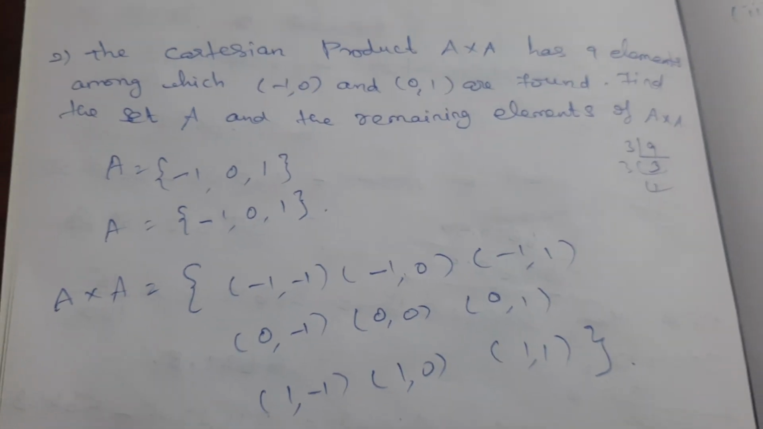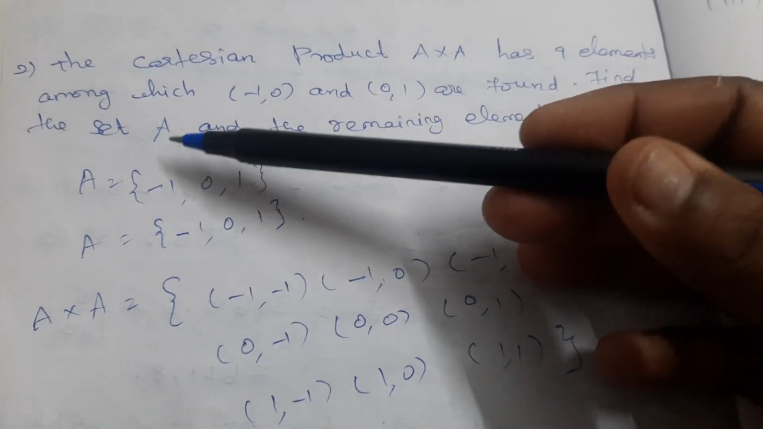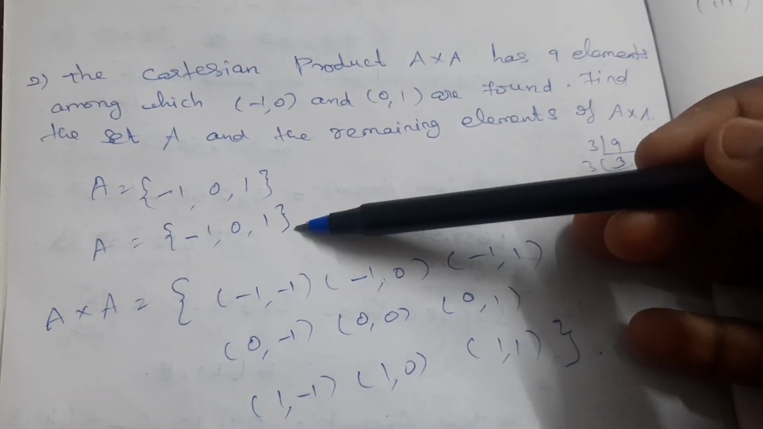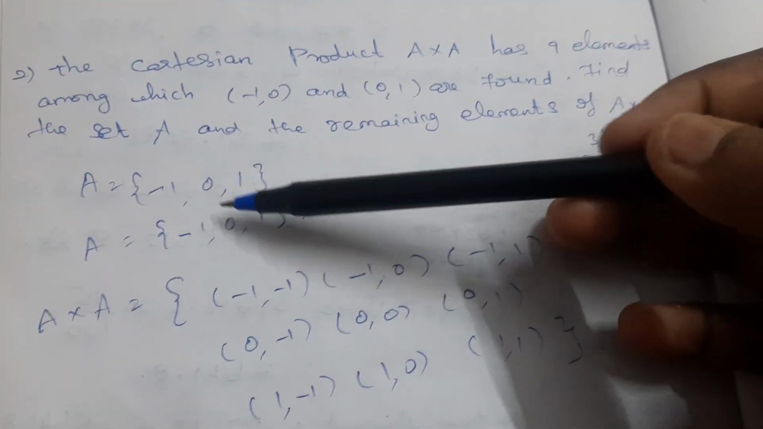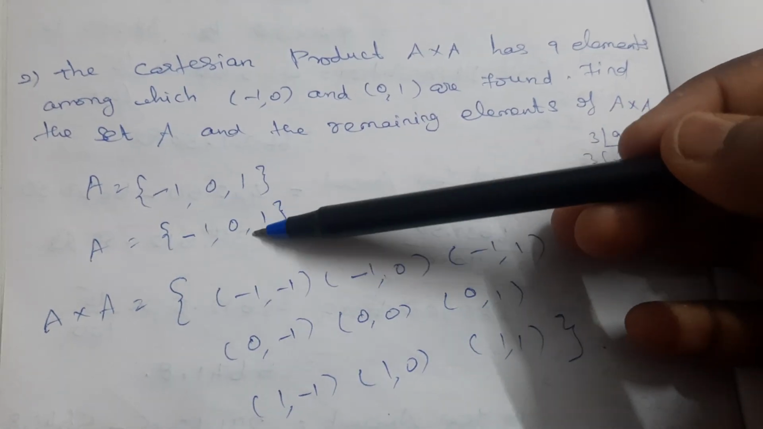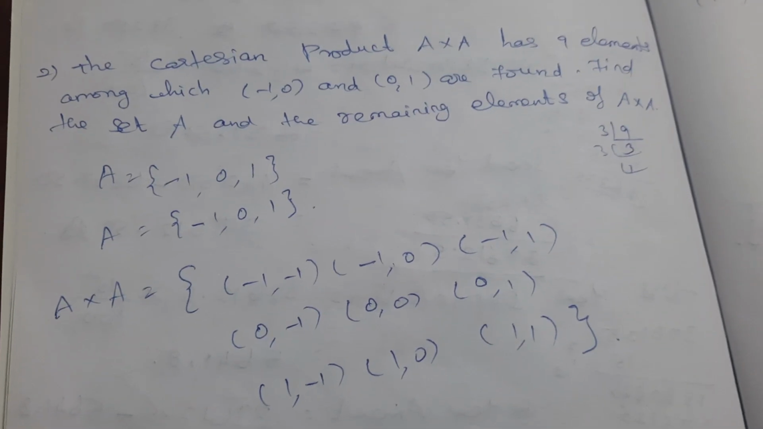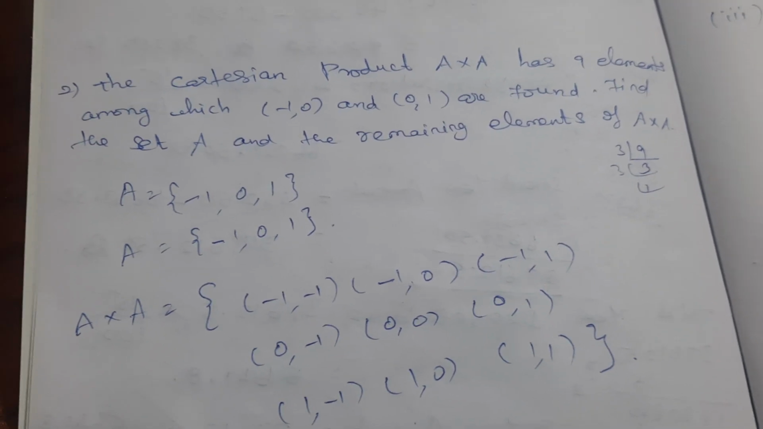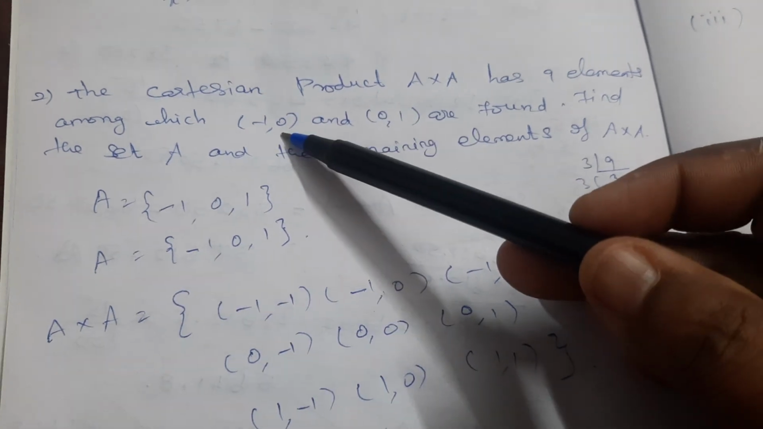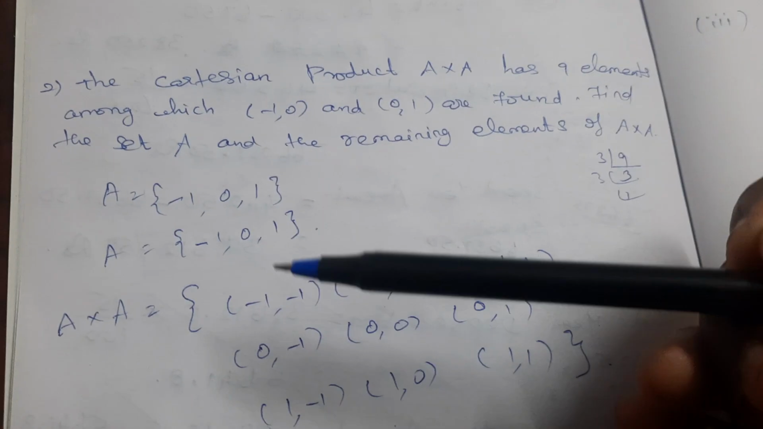So how to write A cross A: (−1, −1), (−1, 0), (−1, 1), (0, −1), (0, 0), (0, 1), (1, −1), (1, 0), (1, 1). So this is the method to find A cross A. The elements give set A, then we find A cross A. This is the second question.